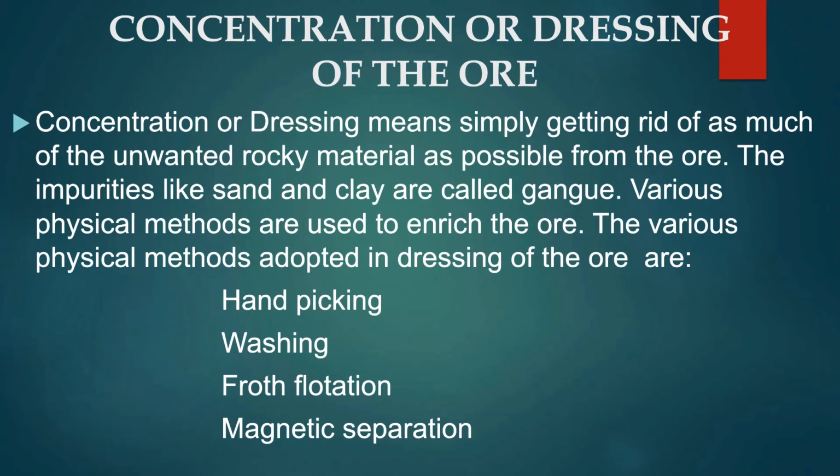What is concentration or dressing of the ore? Concentration or dressing means simply getting rid of as much of the unwanted rocky material as possible from the ore. The impurities like sand and clay are called gangue. Various physical methods are used to enrich the ore. The physical methods adopted in dressing of the ore are hand picking, washing, froth flotation, and magnetic separation.